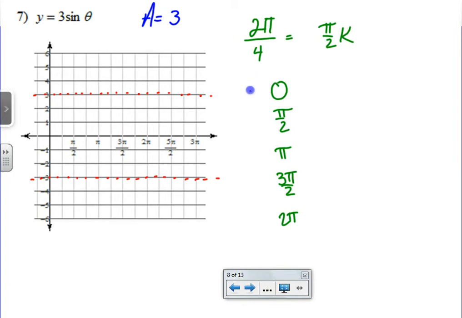You guys told me sine was supposed to start at the midline, and then where does it travel after the midline? Upper, and then back down to midline, and then down to lower, and back up to midline. All right, let's transfer this over. 0, midline. Pi over 2 should be upper. Pi should be back to the midline. 3 pi over 2 should be lower. 2 pi, midline. And then if I continue the pattern, the next one is 5 pi over 2, upper. And then 3 pi would be midline.